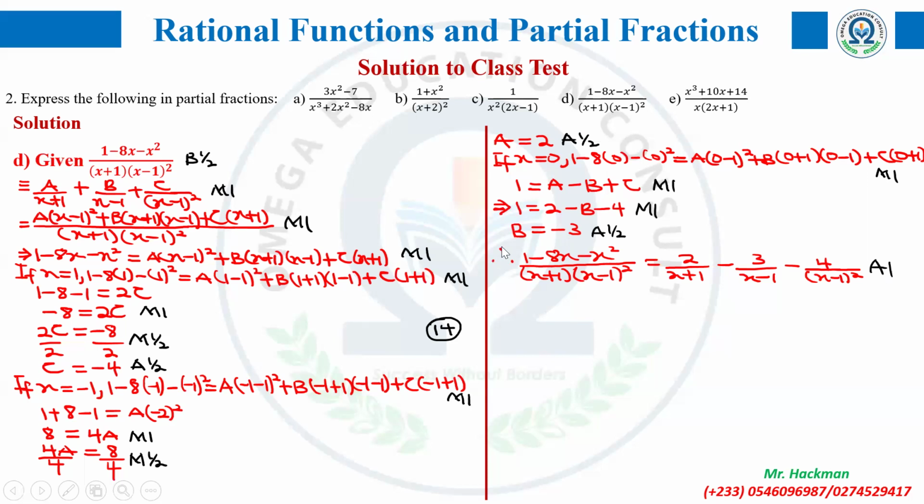Then at this point, once you know the values, you go and substitute and draw your conclusion. So therefore, whatever you were asked to express in partial fractions will be equal to, let's check whether we can start with the A. A is positive, so we can start with the A. So that's informed as 2 over. Then B gave us negative 3, so it will be minus 3 over that. Then C gave us negative 4, so minus 4 over what we have there. We are done with the solution to the D.